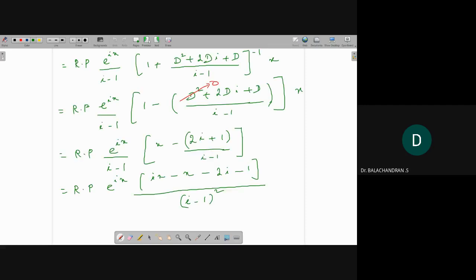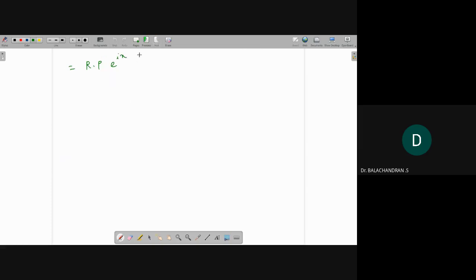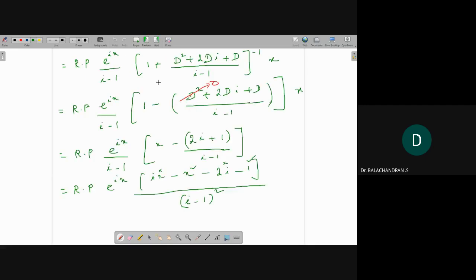So the real part of e power ix, here you can write this is minus x minus 1. Minus x minus 1 is the real part. Here you can take, this is the imaginary part. So minus x minus 1 is the real part. And then here you can take I commonly. If you take I commonly, you have x minus 2.